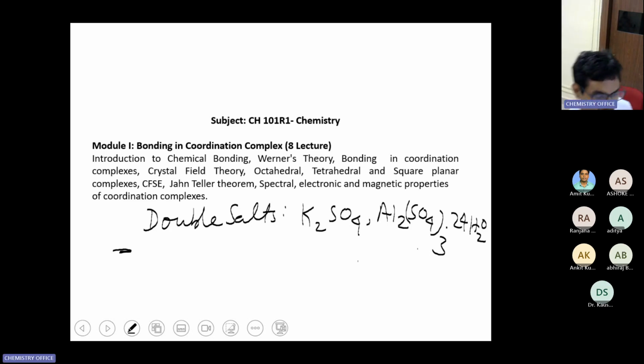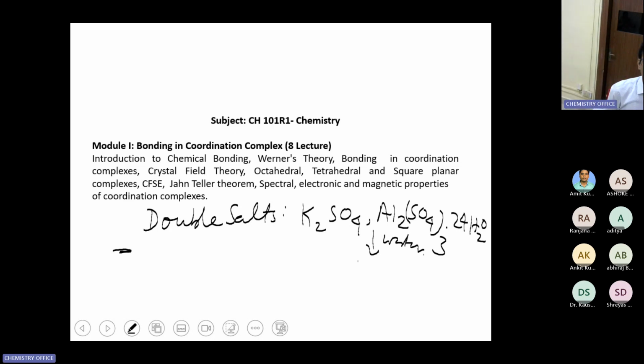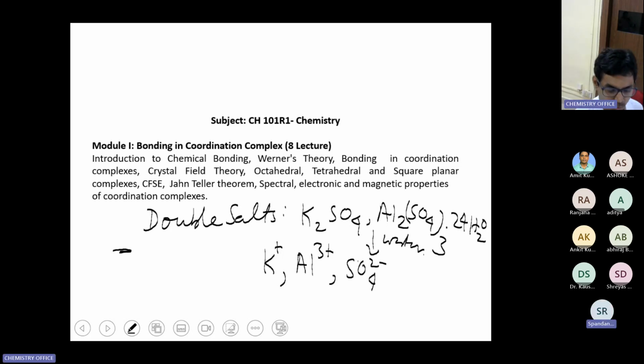Now, the characteristic of a double salt is that when you dissolve it in water, the individual component ions exist. That means in the solution there will be potassium ion, there will be aluminium 3+, there will be sulfate ions, along with water.